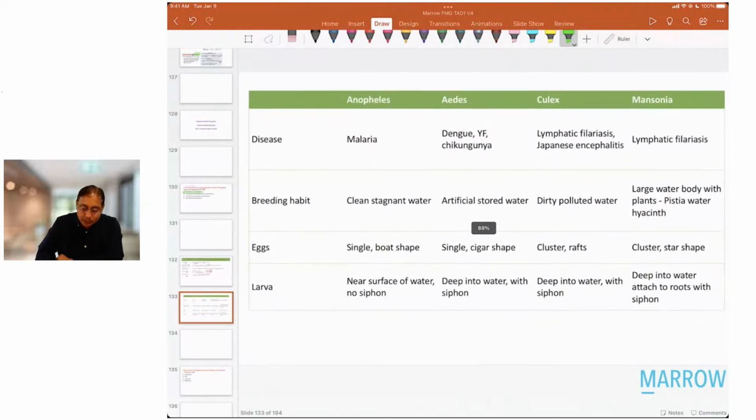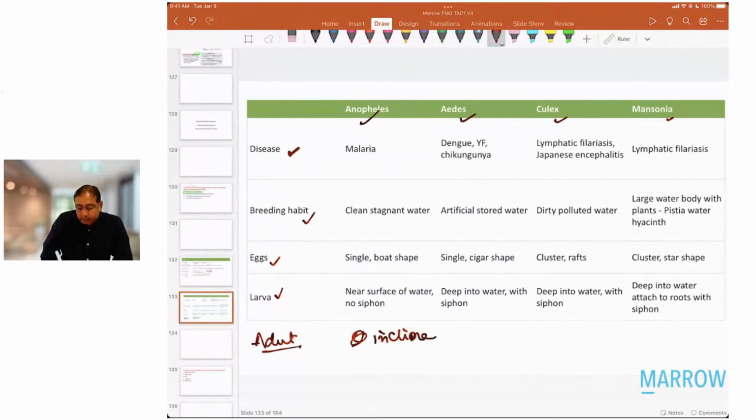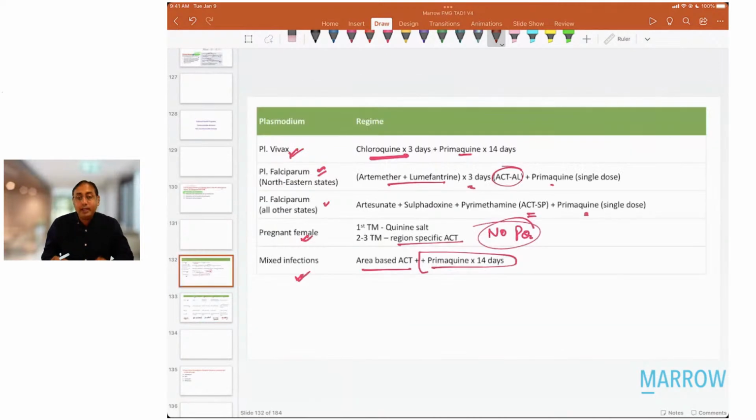I'm not going to discuss this topic, but just to tell you that you can get a lot of questions on Anopheles, Aedes, Culex, and Mansonia mosquito also. There's a very quick review about the disease which is caused, the breeding habits, the eggs, and the larva. Anopheles, last point, is adult. Anopheles sits in a slanting or an inclined position. The Aedes is parallel to ground. The Culex is hunchback position, and Mansonia is in a squatting position. So this can be asked in your exam about the mosquitoes. Make sure you get this question right. This is also a high yield topic.